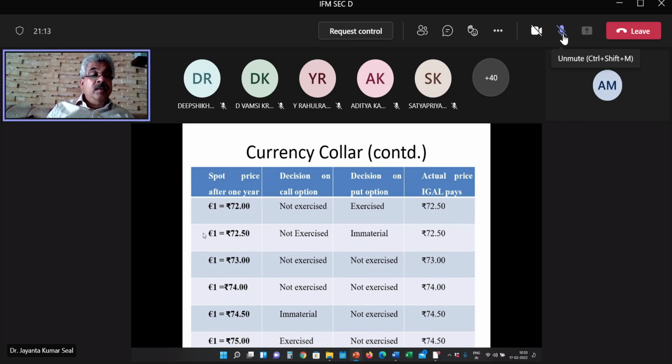If you buy a put option at 72.5, and if the market price is 72, you will definitely exercise your right because you have the right to sell at 72.5. Market price is 72. So if you exercise your right, at what price can you sell? 72.5. And Indigo has sold the put option. That means Indigo has to buy 500 million euro at a price of 72.5. So the buyer of the put option will exercise his right. If he exercises his right, Indigo has to buy at 72.5. Any question?